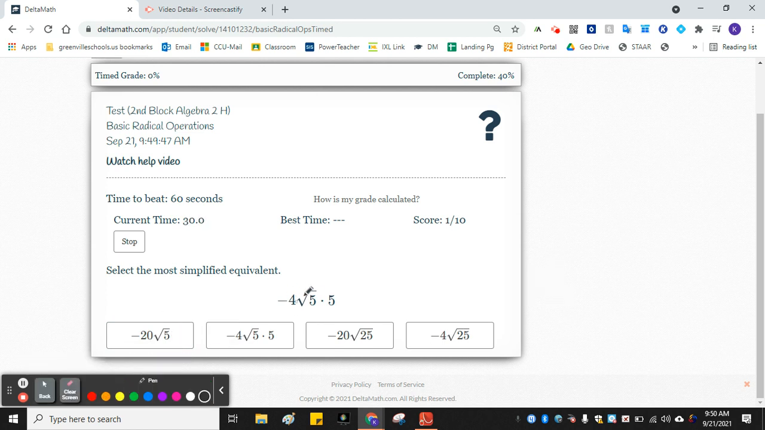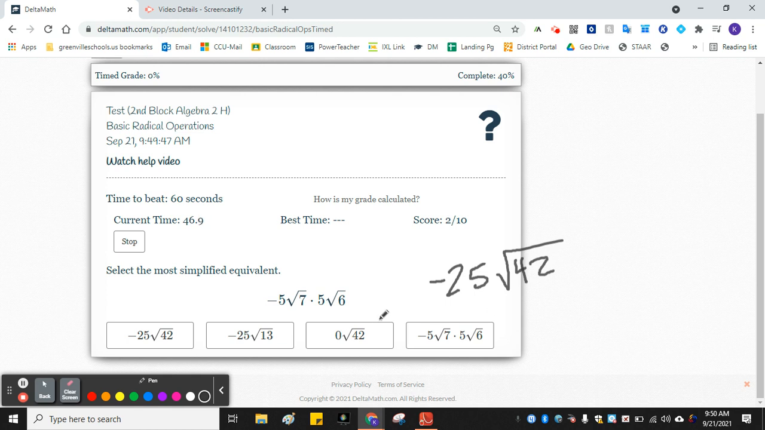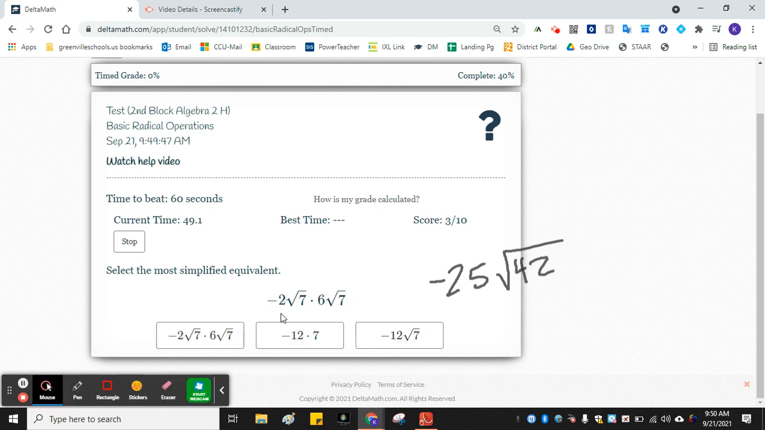All right, multiply what's outside together, multiply what's inside together. So we get negative 20 square root 5. That's all you can do. 2. Outside is negative 25. Inside, 36 is 42. Negative 25 square root 42.